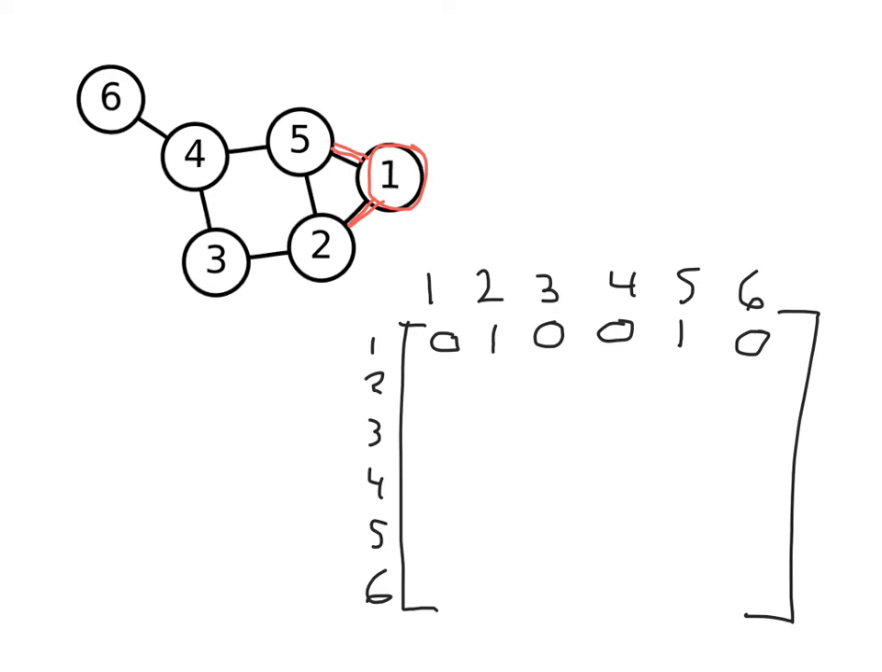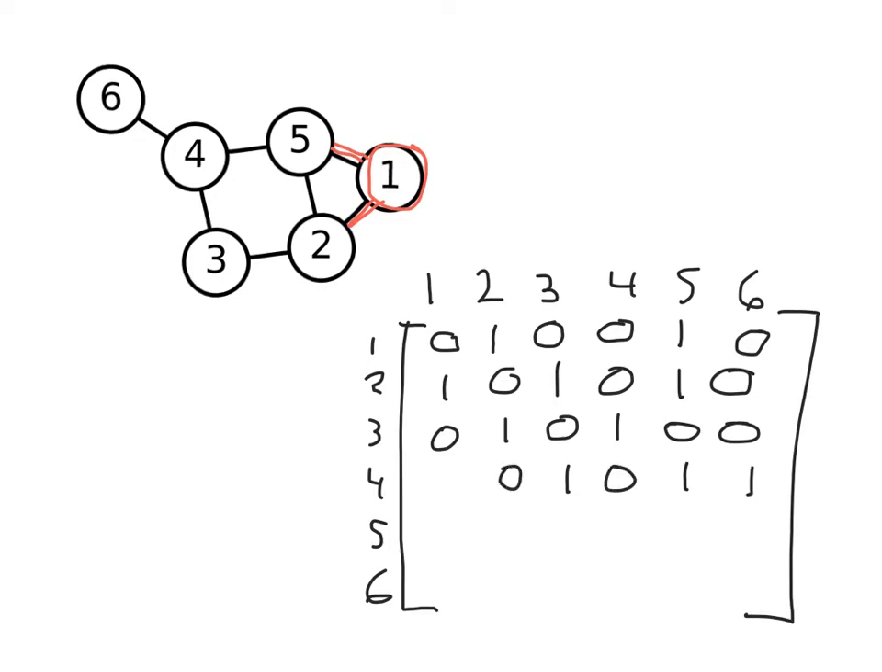Let's do the same thing for node 2. If I look at node 2, I see it connects to node 1, node 3, and node 5, and none of the others. Node 3 connects to 2 and 4, and none of the others. Node 4 connects to 3, 5, and 6. Node 5 connects to 1, to 2, and to 4. And finally, node 6 only connects to node 4.